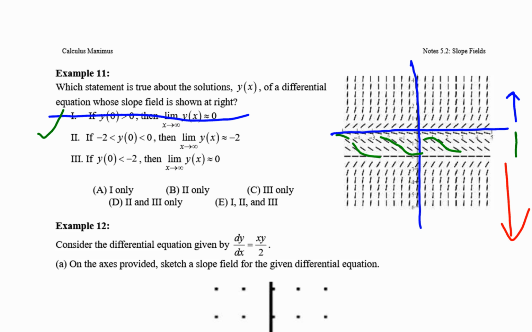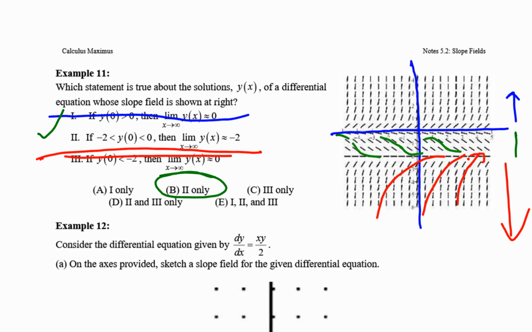If y of 0 is less than negative 2, then the limit as x approaches infinity is going towards 0. Yeah, that looks like that's... Oh, that's not 0, is it? That's negative 2. So no, that's not true. Ooh, almost tricked me. So it looks like our answer would be B, 2 only.